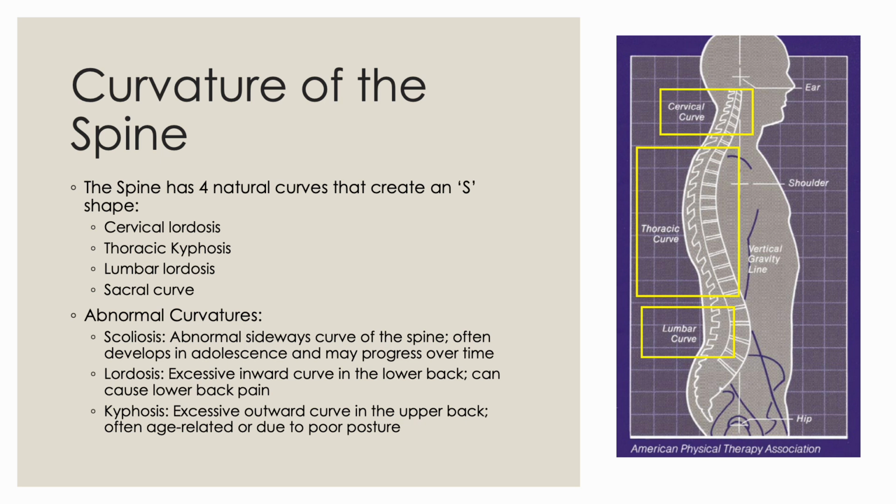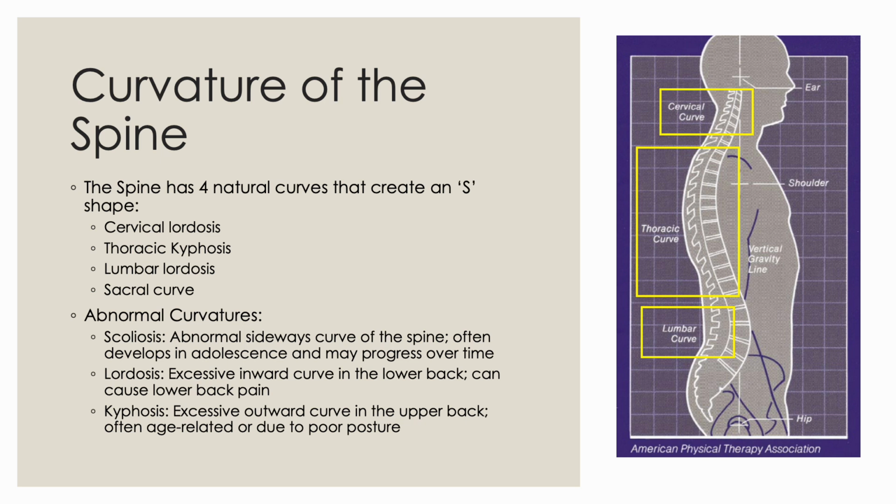When we look at the spine from the side, we can see 4 natural curves that form a gentle S shape as shown in the picture. These normal curves include cervical lordosis in the neck, thoracic kyphosis in the upper back, lumbar lordosis in the lower back, and sacral curve at the base. Together, they help balance the body, absorb shock, and support everyday movements like walking, bending, and lifting.